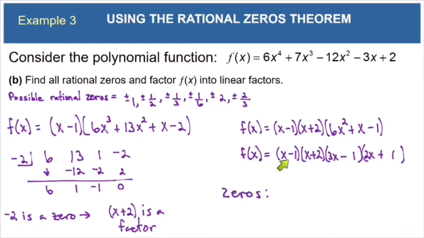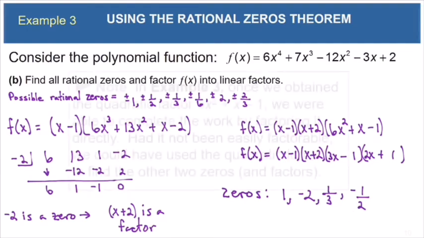We found that 1 was a 0 using synthetic division, and we found that negative 2 was also a 0 using synthetic division. And now to find the remaining two zeros, we'll just set each of these factors equal to 0. If 3x minus 1 equals 0, then x is going to have to be 1/3. And if 2x plus 1 equals 0, then x is going to have to be negative 1/2. So there are our 4 zeros for this function.